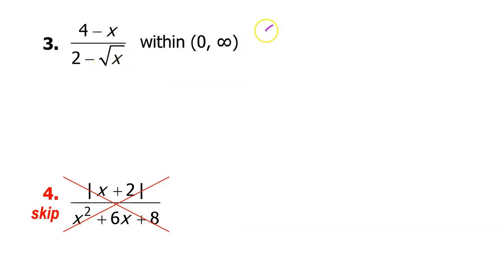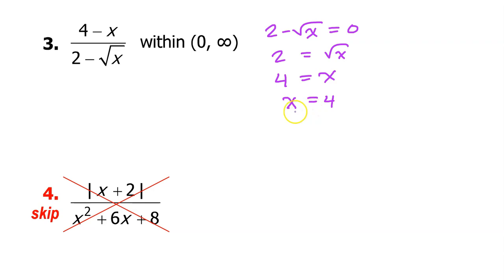If we set 2 minus the square root of x equal to 0, then adding the square root of x to both sides, we have 2 is equal to the square root of x. Squaring both sides, we get 4 is equal to x, or x is equal to 4. So this is going to be a discontinuity of some kind.